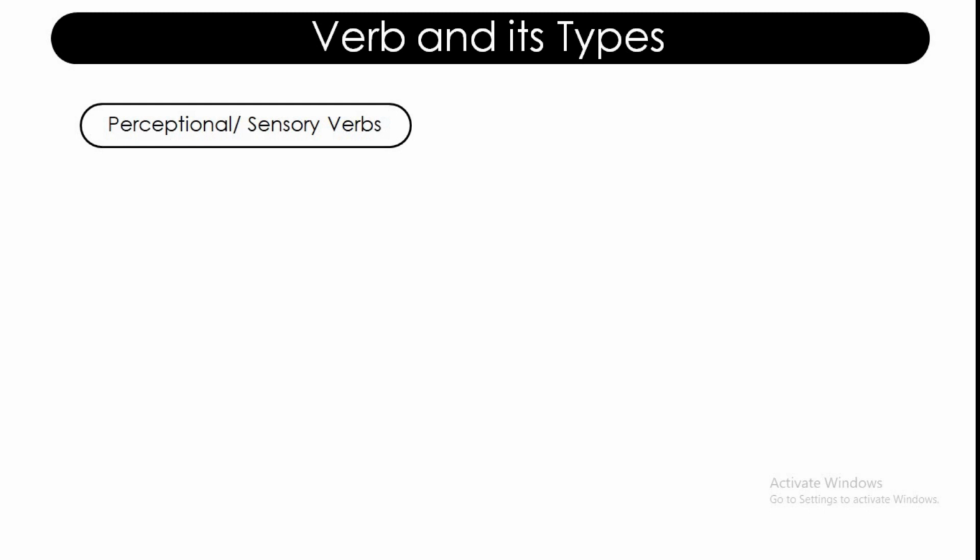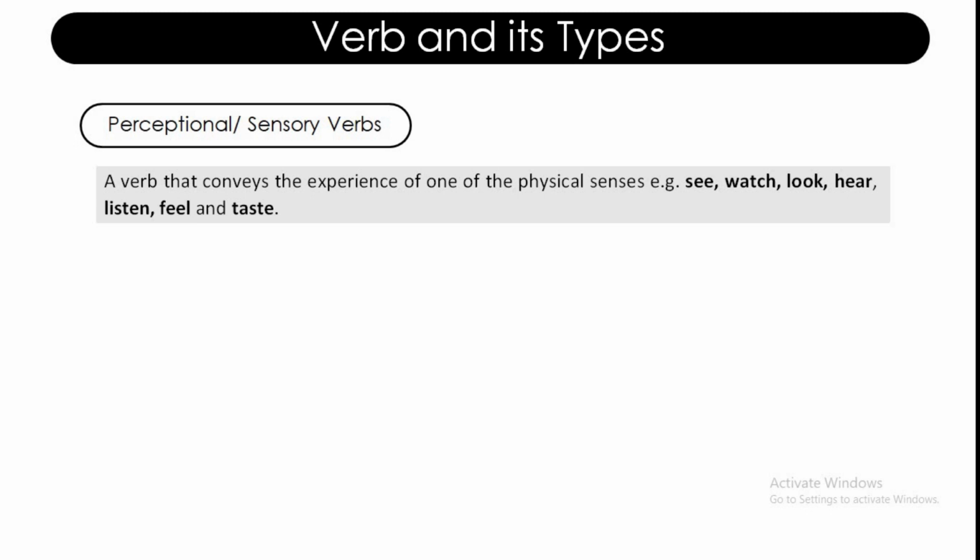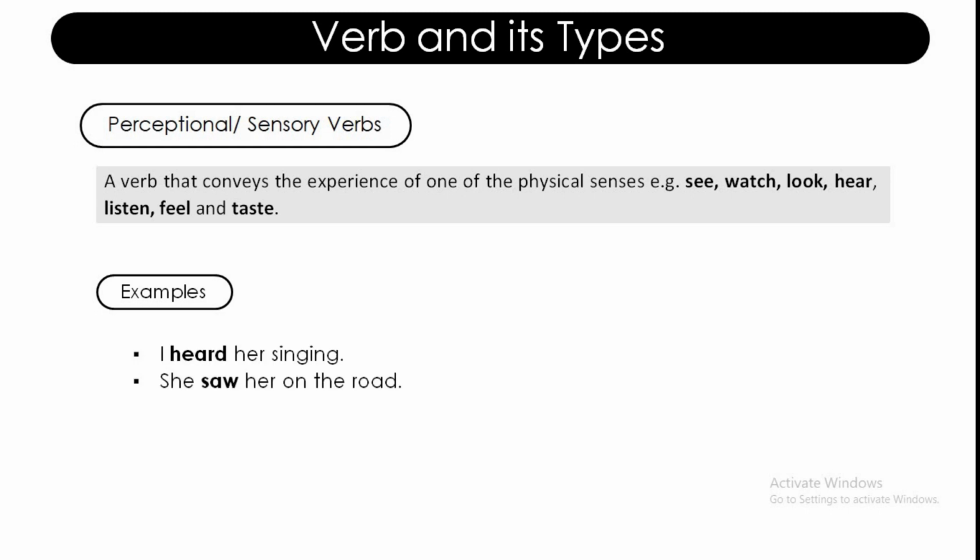Let's move towards perceptual or sensory verbs. A verb that conveys the experience of one of the physical senses. For example, see, watch, look, hear, listen, feel, and taste. For example, I heard her singing. Heard is a sensory or perceptual verb. I saw her on the road. Saw is the sensory verb.